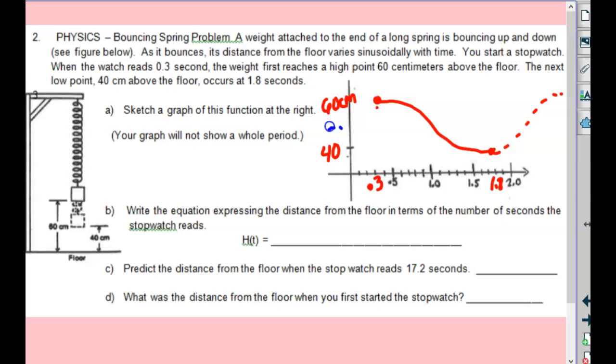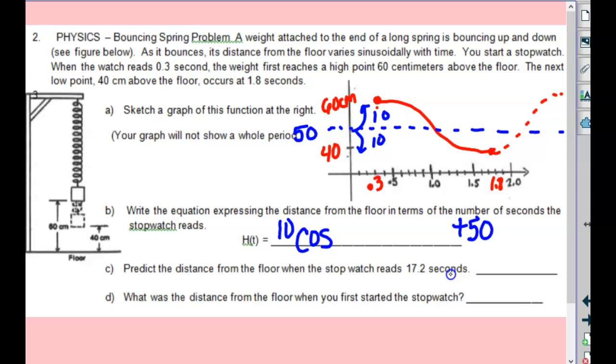Okay, the amplitude is 10 because the midline would be where? Yes, halfway between 40 and 60 would be 50. So above and below that, the amplitude would be 10. Okay, so we're going to have 10. You think you want to call this a cosine or a sine? Cosine, because we know where the max is. Now, at the end, then we're going to have a plus 50 for that midline, right? And do you know the phase shift?